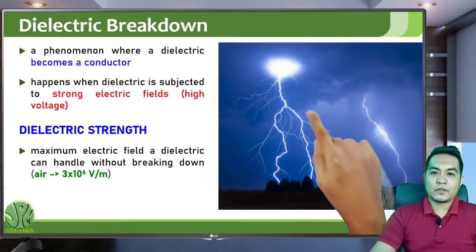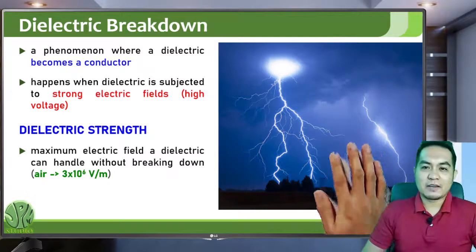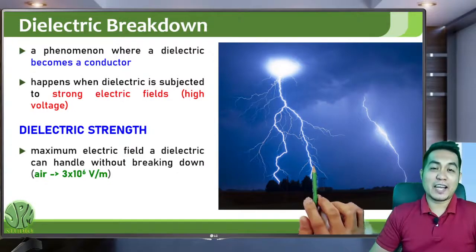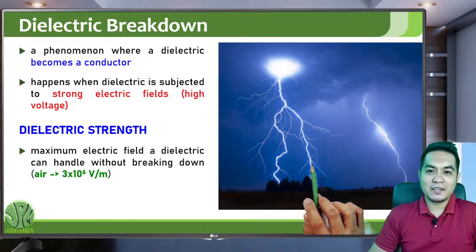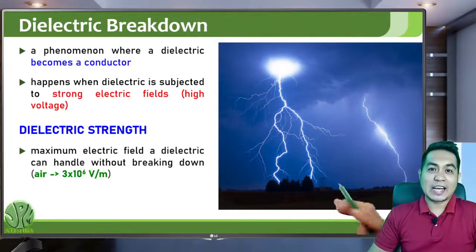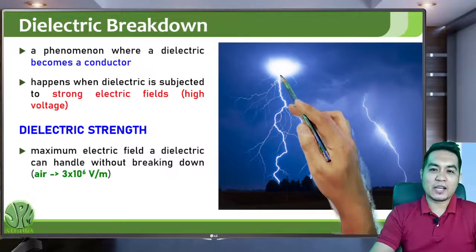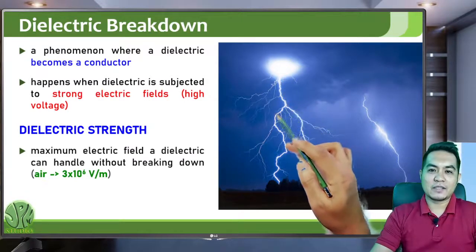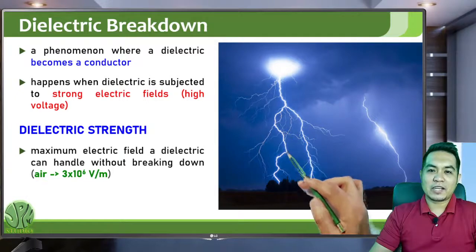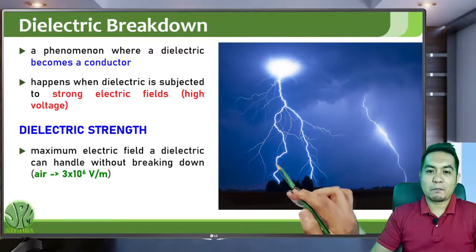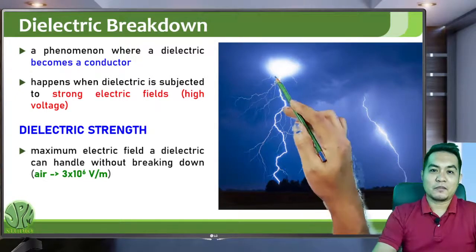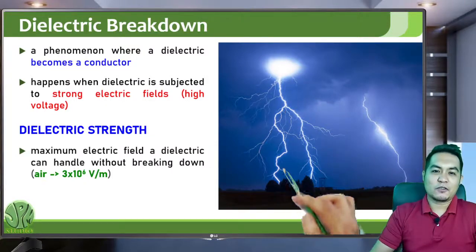So lightning is a perfect manifestation of dielectric breakdown. The air, from being an insulator or a dielectric, becomes a conductor, and charges in the atmosphere can now flow. There's now a conducting path from the atmosphere to the ground.